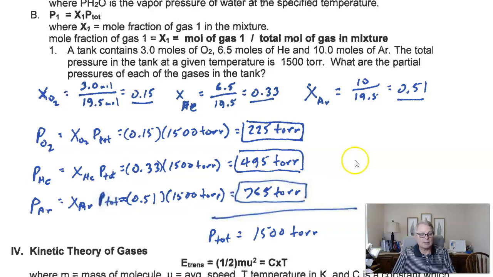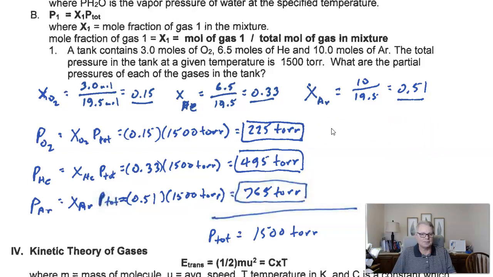All right. A mole of gas is a mole of gas. If I have a lot of moles of gas, it's going to exert a lot of pressure. If I have a few moles of gas of something else, it's going to exert a little bit. But if I put them both in the same container, I just simply add the pressures up, and that's my total pressure. See? And notice that 225 plus 495 plus 765 is what? 1,500 torr. Because the total pressure in a gas mixture is equal to the partial pressure of gas 1 plus the partial pressure of gas 2 plus the partial pressure of gas 3. And that's how it works.